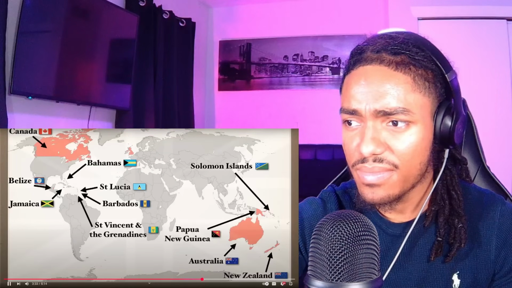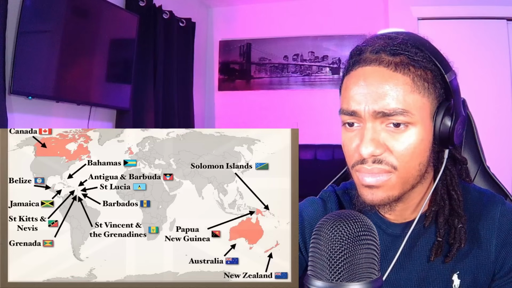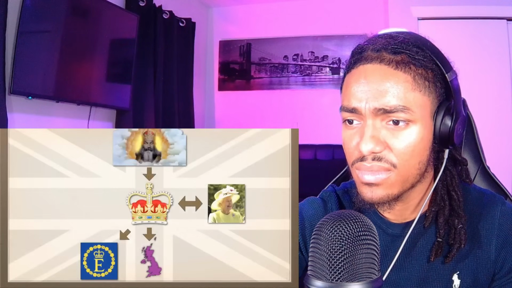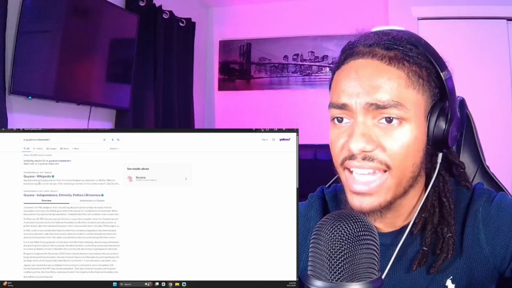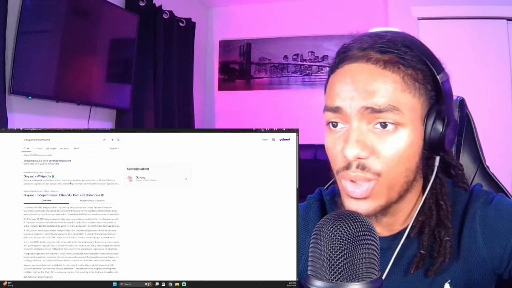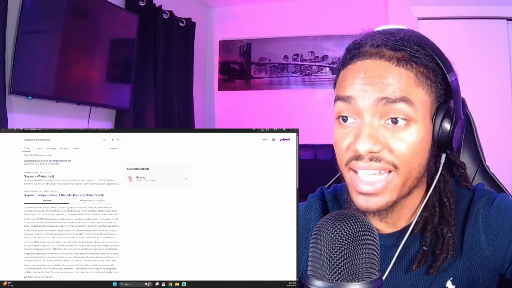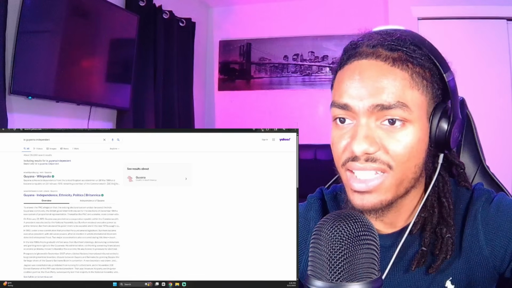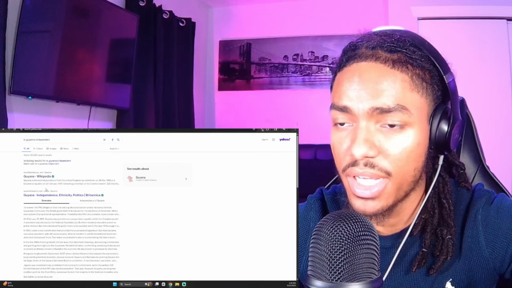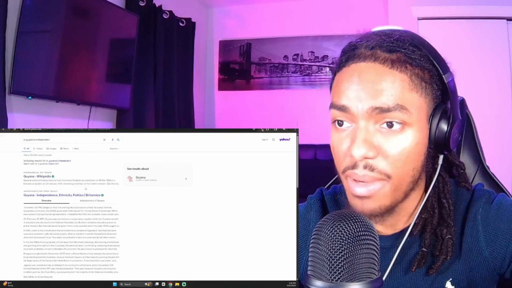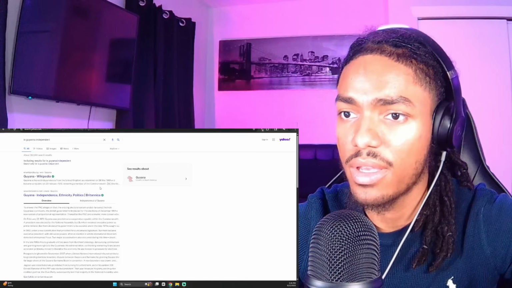Barbados, St. Lucia, St. Vincent and the Grenadines, Grenada, Antigua and Barbuda, St. Kitts and Nevis, and Tuvalu. All are independent nations, but still recognize the monarchy as the head of state, even though it has little real power within their borders. Guyana achieved independence from the United Kingdom as a dominion on May 26, 1966, and became a republic on February 23, 1970, remaining a member of the Commonwealth.